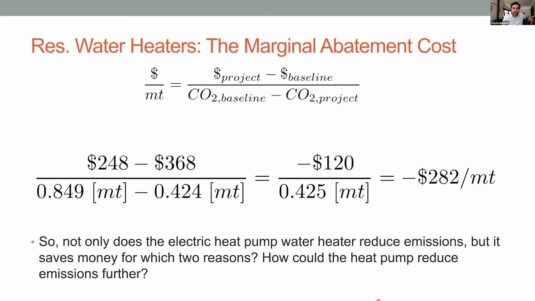Think about the second part of this question. How could the heat pump reduce emissions further? Is it because the grid could be renewable electricity? Yeah, you got it, Morgan. So clean up the grid, the heat pump only gets better with time. Natural gas is just going to stay the same level of suck forever.